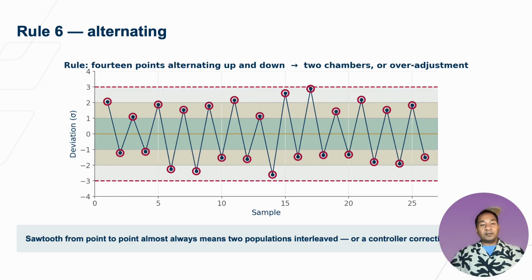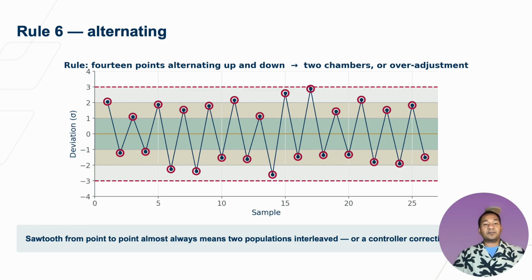Rule 6, 14 points alternating up and down. This one has a very specific meaning and almost no false positive interpretations. Real processes do not oscillate point to point on their own. There are essentially 2 causes. The first is 2 populations interleaved. You are alternating between chamber A and chamber B, or between 2 probe testers, or between day shift and night shift, and they're not matched. The chart is telling you your subgroups are not homogeneous. The second is a controller correcting every lot.